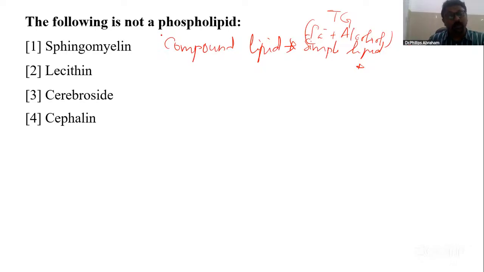Sphingomyelin contains phosphate, lecithin is a phospholipid, cephalin is a phospholipid, and cerebroside doesn't have a phospholipid, it has a carbohydrate. Okay, cerebroside contains sphingosine.